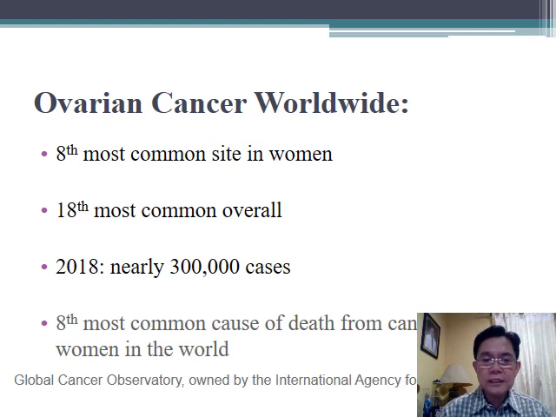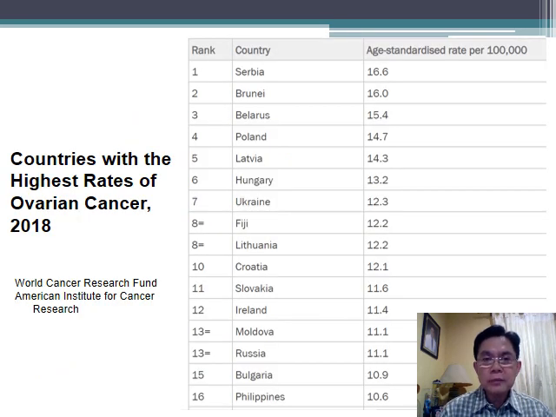And ovarian cancer would constitute about the 8th most common cause of death from cancer among women during this time. So this table would show to us the countries with the highest rate of ovarian cancer. So based on the statistics, Serbia has the highest age standardized rate of ovarian cancer, followed by Brunei Darussalam, and the Philippines is number 16.